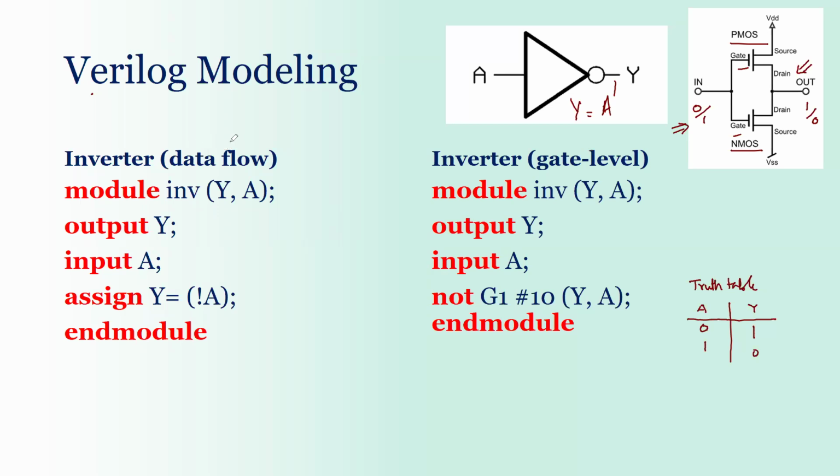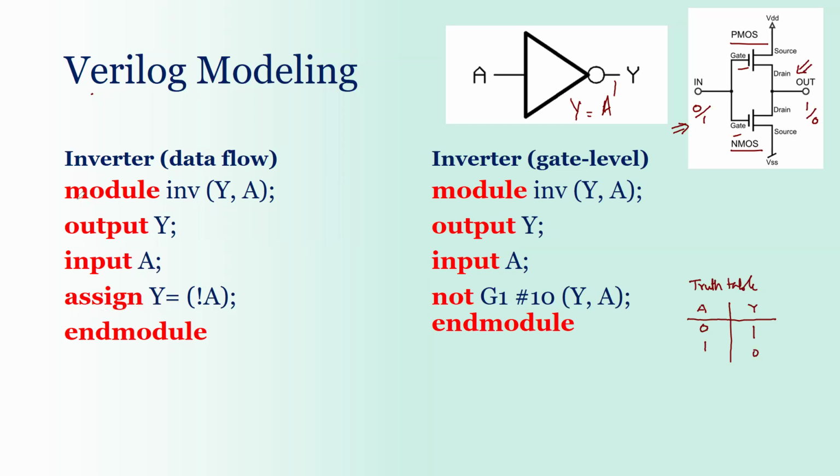In data flow modeling, as we have seen before, we are just describing the form of a Boolean expression in the code. We don't write the Boolean equation itself. Rather, we write a command or syntax that says how the data is being transferred from input to output, and the syntax for that is the statement assign. We have used it in our previous model.